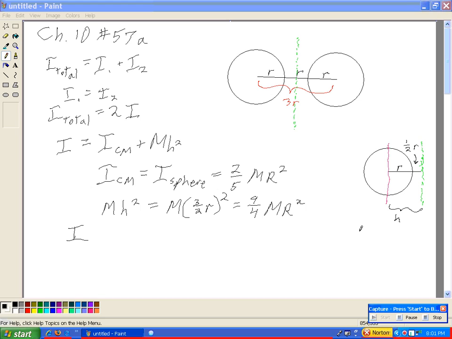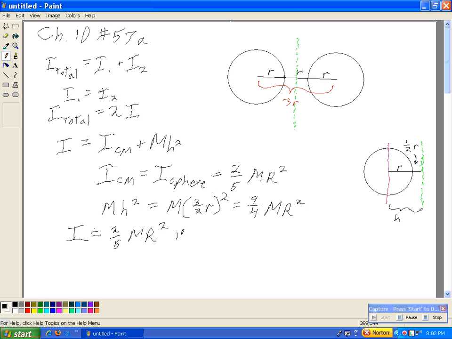Alright, so the total inertia, or the inertia for this part, will be for the center of mass, 2/5 mr squared, plus mh squared, which is 9/4 mr squared.